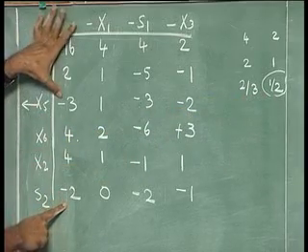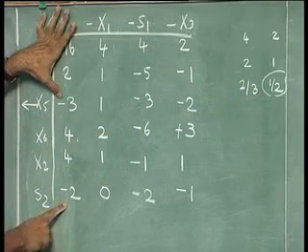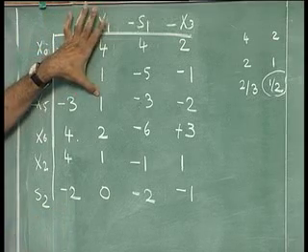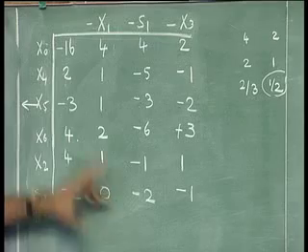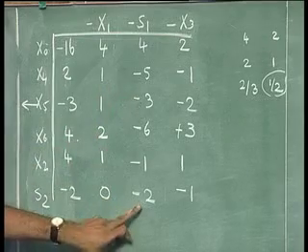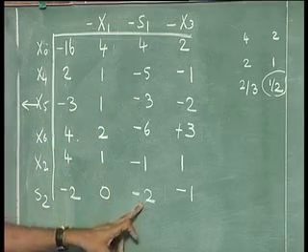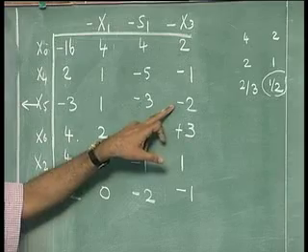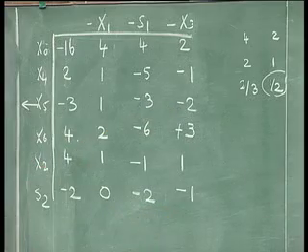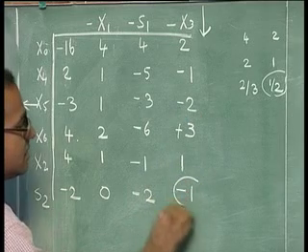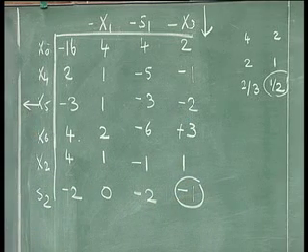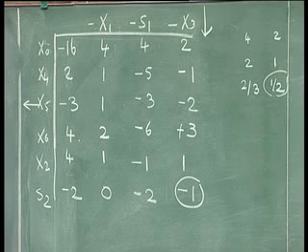-3 into 1 by 2 is -3 by 2, lower integer value is -2. 1 into 1 by 2 is half, which will have a lower integer value of 0. -3 into 1 by 2 is -3 by 2, which becomes -2, and -2 into 1 by 2 will give us a -1. Now pivot is -1, smallest will enter. So now this x3 will enter and S2 will leave.